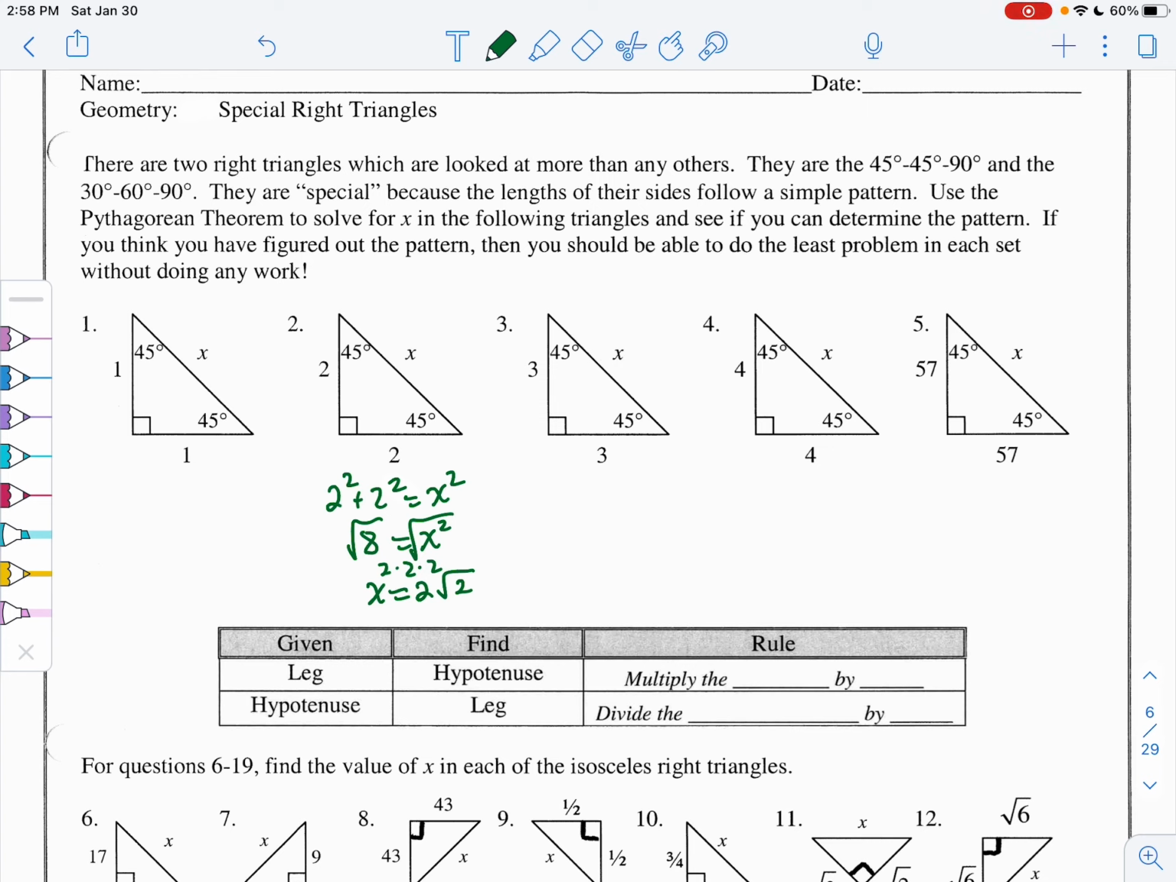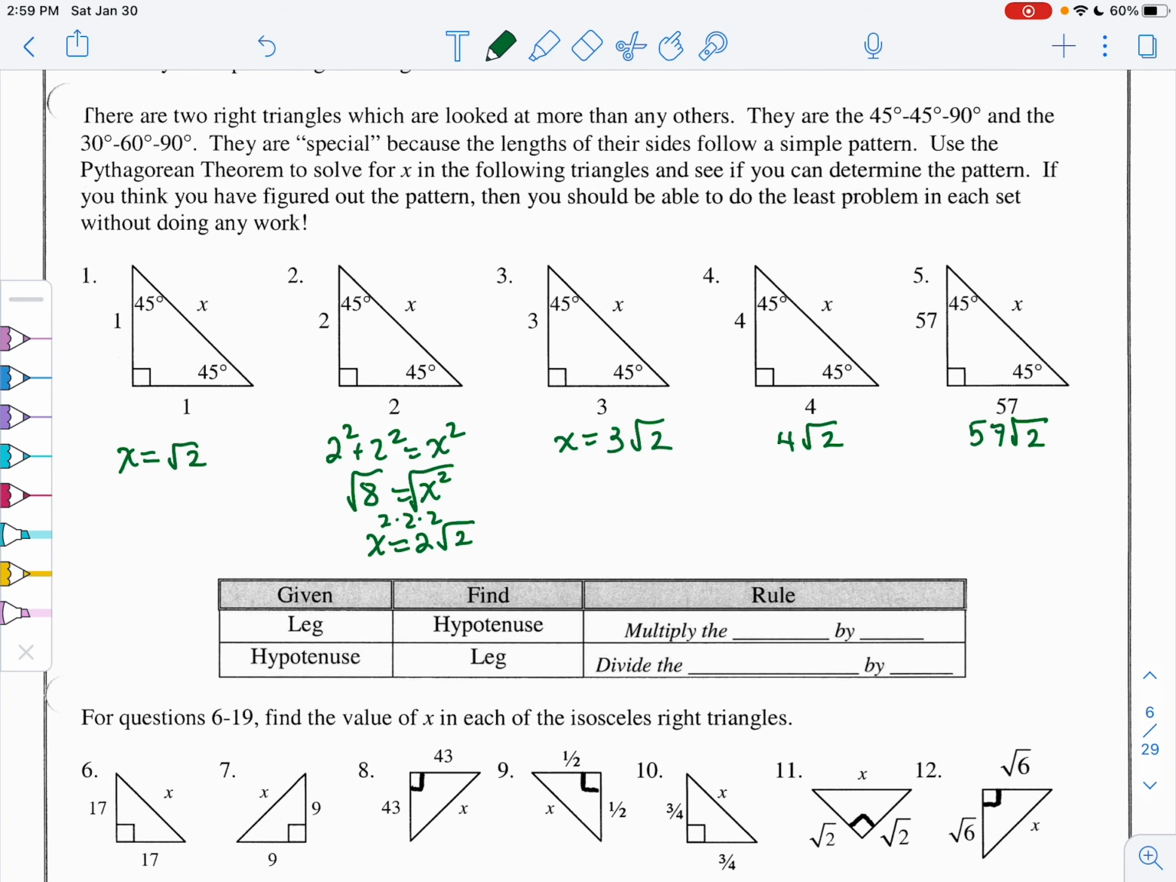Okay, at this point you should have completed number 1. You would have gotten x equals radical 2. For number 3, you would have gotten x equals 3 radical 2. And number 4, you would have gotten 4 radical 2. And number 5, go ahead and enter what you think number 5 should be. Okay, good. The answer is 57 radical 2.